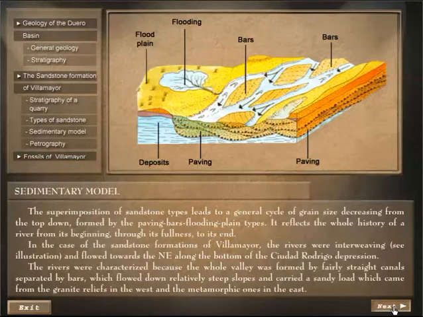In the case of the sandstone formations of Villamayor, the rivers were interweaving, see illustration, and flowed towards the northeast along the bottom of the Ciudad Rodrigo depression. The rivers were characterized because the whole valley was formed by fairly straight canals separated by bars, which flowed down relatively steep slopes and carried a sandy load, which came from the granite reliefs in the west and the metamorphic ones in the east.